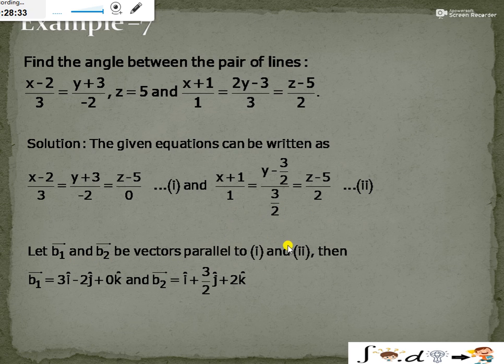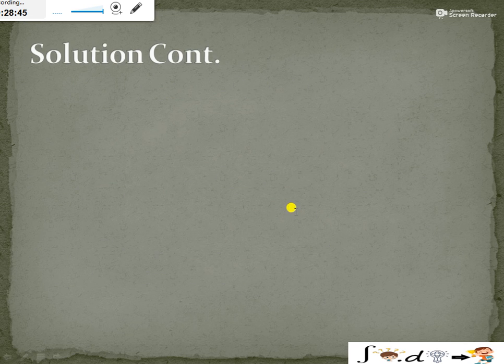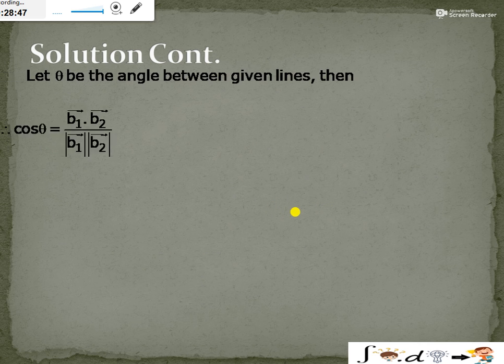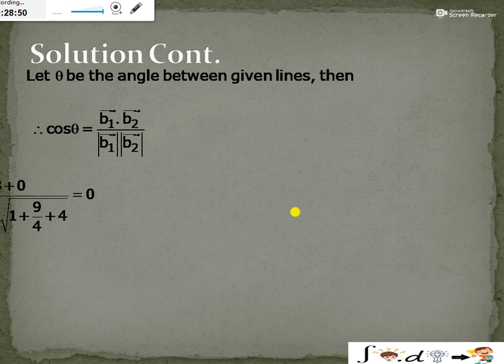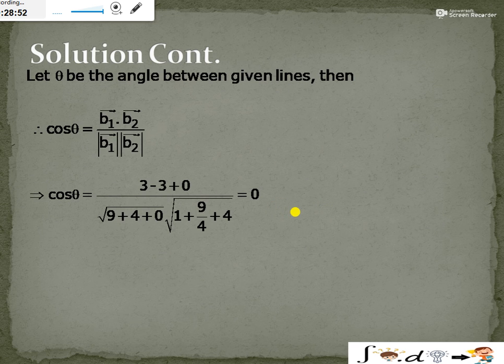ठीक है, and therefore b1 vector and b2 vector are parallel to the two lines। It means b1 vector now becomes 3i minus 2j plus 0k and b2 vector is i plus 3 by 2 j plus 2k, and therefore the angle between two lines, we can write this cos theta is equal to b1 dot b2 upon magnitude of b1 and magnitude of b2। Here you will get cos theta is equal to 0। Cos theta is equal to 0, that means two lines are perpendicular, it means angle is equal to pi by 2। Is it clear?